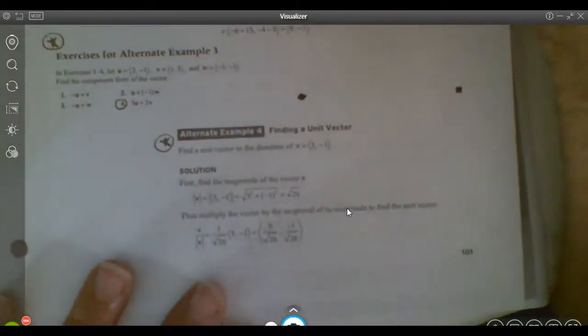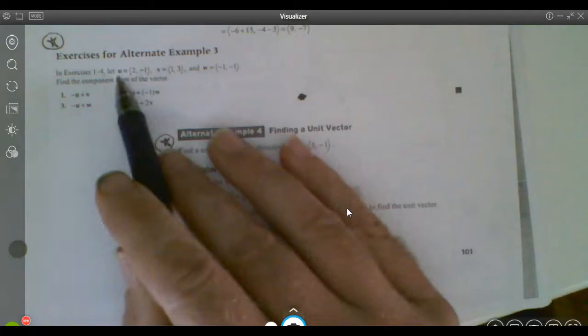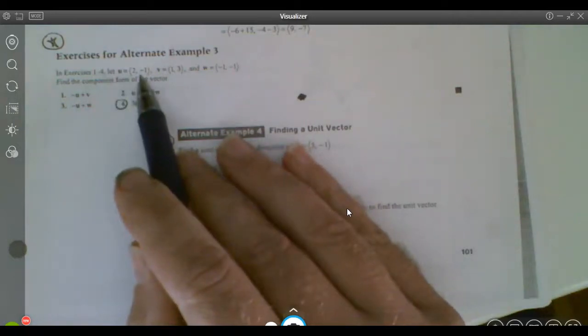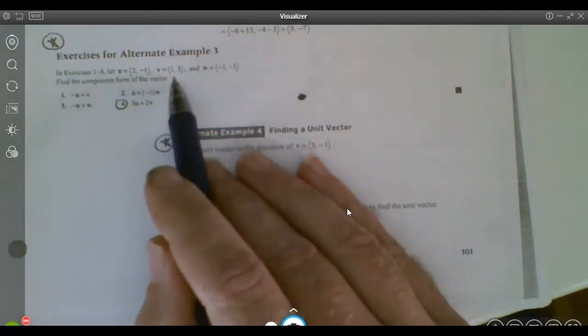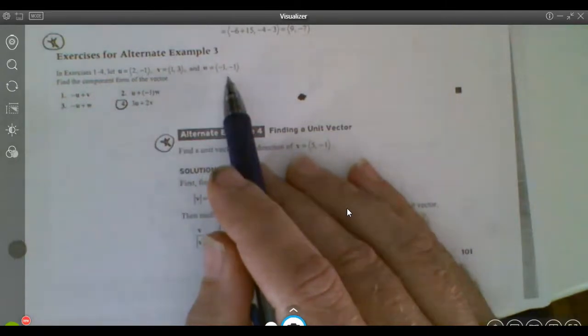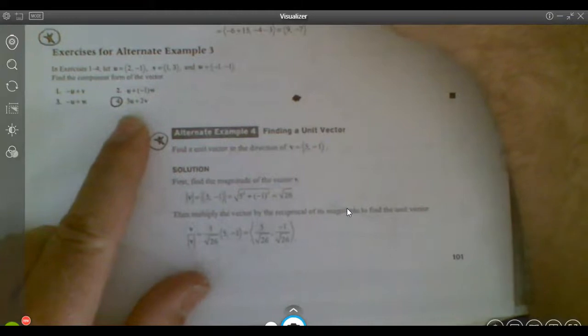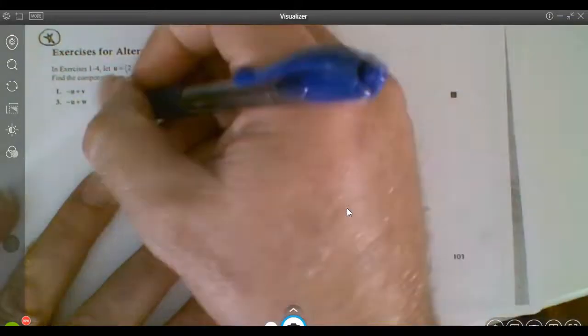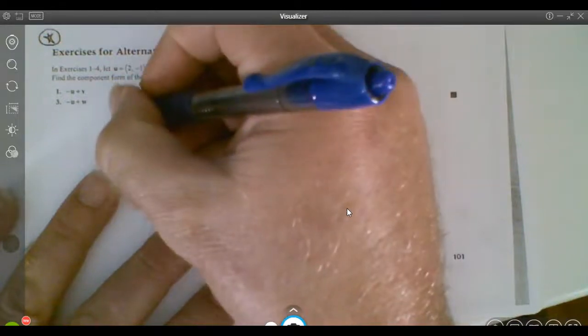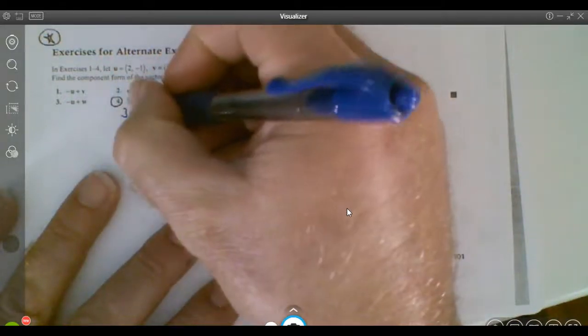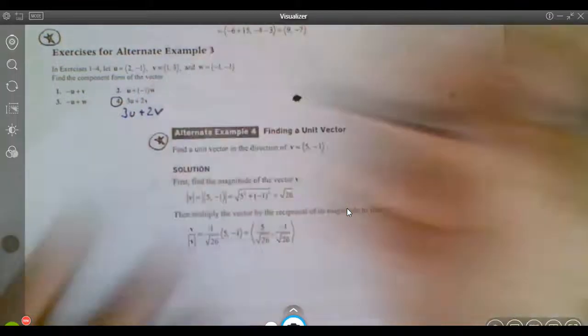So for this one, we have vector u is 2, negative 1. Vector v is 1, 3. Vector w is negative 1, negative 1. So the one I'm going to have us do is number 4, which says 3u plus 2v. Let me make that a little darker so you can see it. So 3u plus 2v. So that's what we're being asked to do.